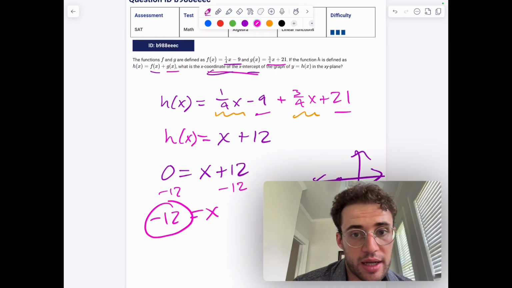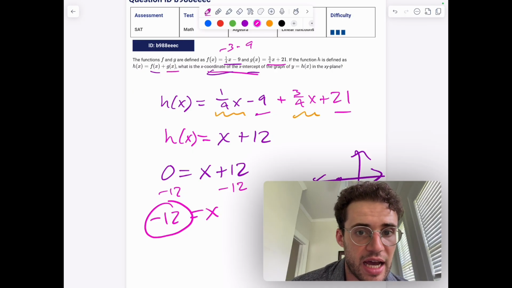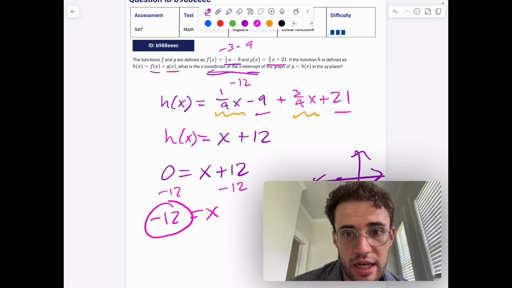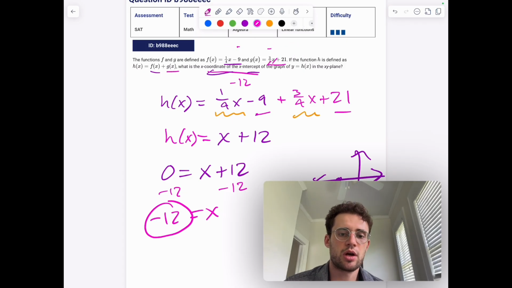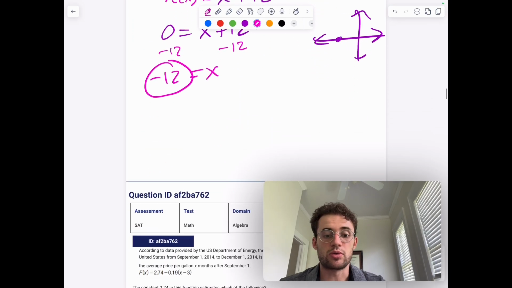If you want, you can plug it into this whole thing. So 1/4 times -12 gives you -3, minus 9 gives you f of x is -12. And then 3/4 times -12 would give you, let's see, that would be -3 times 3, which is -9, plus 21, which would be 12. So we get -12 plus 12, which would be 0. Right, so that's why that's an x-intercept. So that's one way you could check it. This would be how you would do that one.